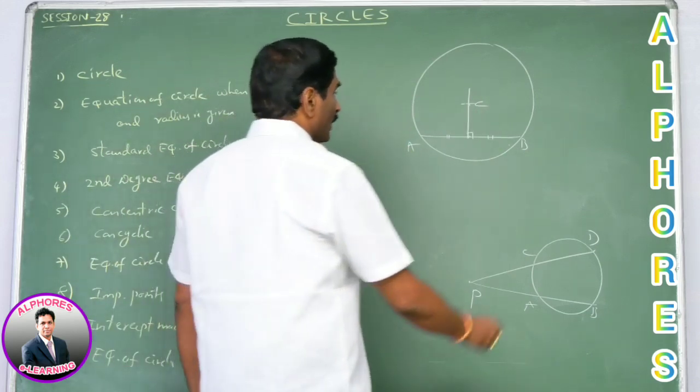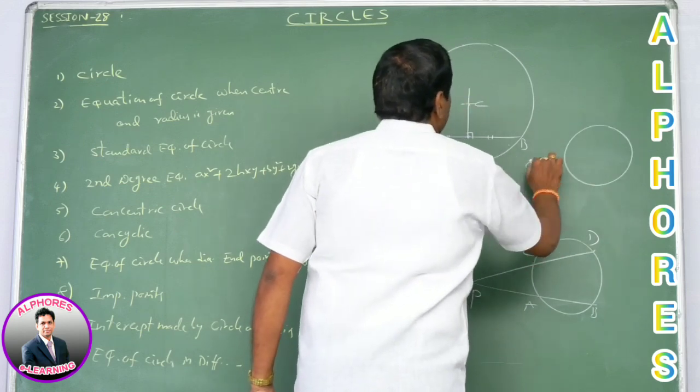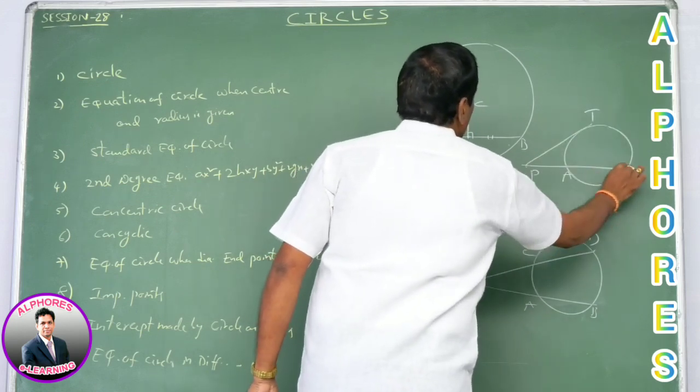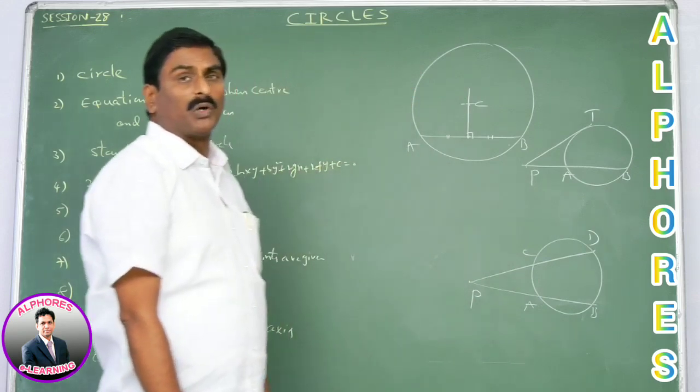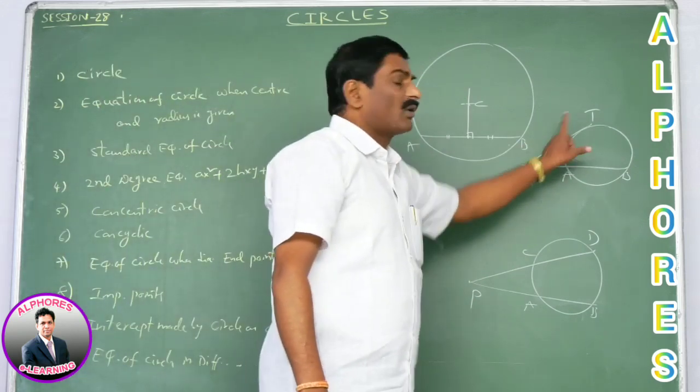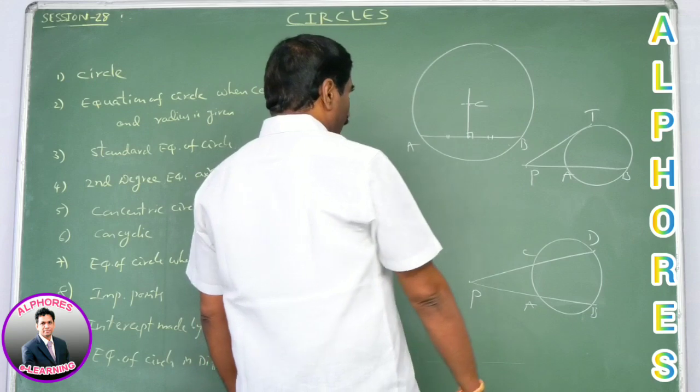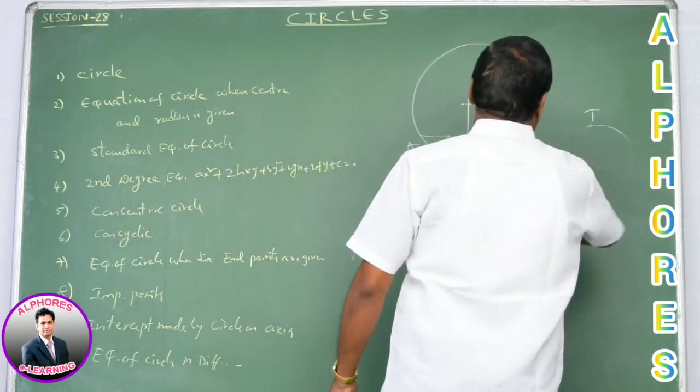Next. Suppose PT is a tangent and PAB is the secant. What is the relation between these values? PT square is equal to PA into PB. These are very, very important points in a circle.